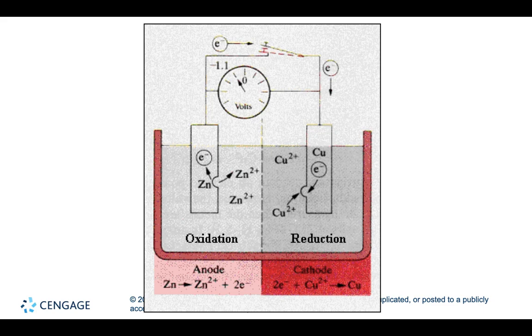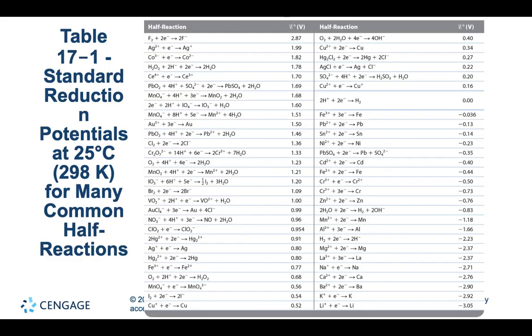And the voltage, what's the voltage going to be? 1.10 volts. Why? This is a mistake here that it's listed as negative 1.1. It'd be 1.10 because 1.10 is 0.34 minus negative 0.76. Positive voltage always means spontaneous reaction.